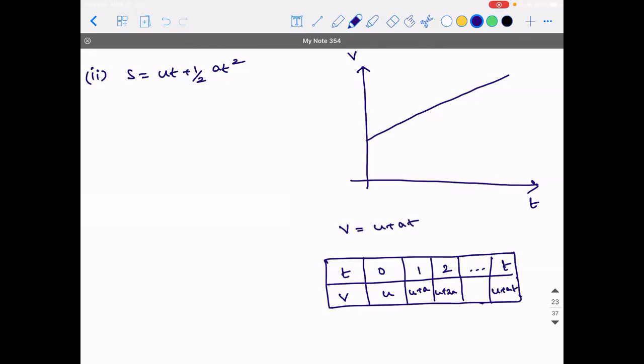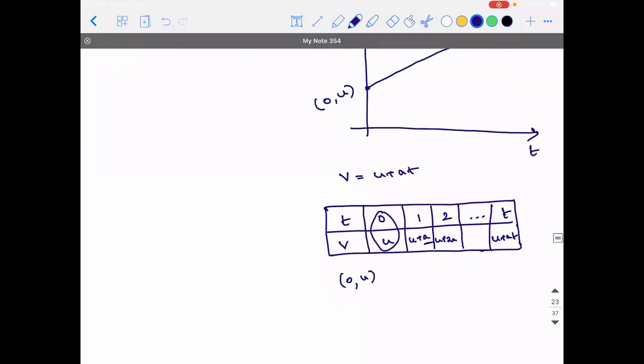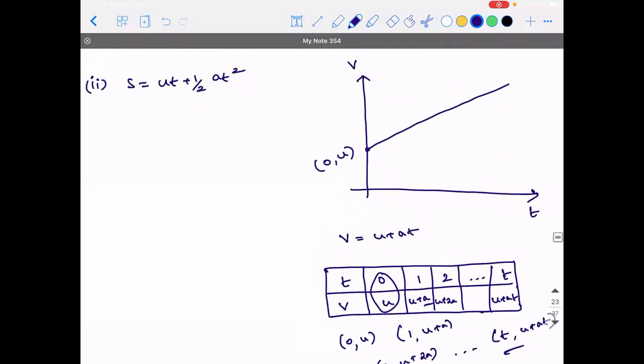So assuming that the object is accelerating, means a is positive, I will take this point as 0, u. So what are the coordinates, guys? X is 0, y is u. 1, u plus a. 2, u plus 2a. It keeps on going. T, u plus at. So this point will be t, u plus at.